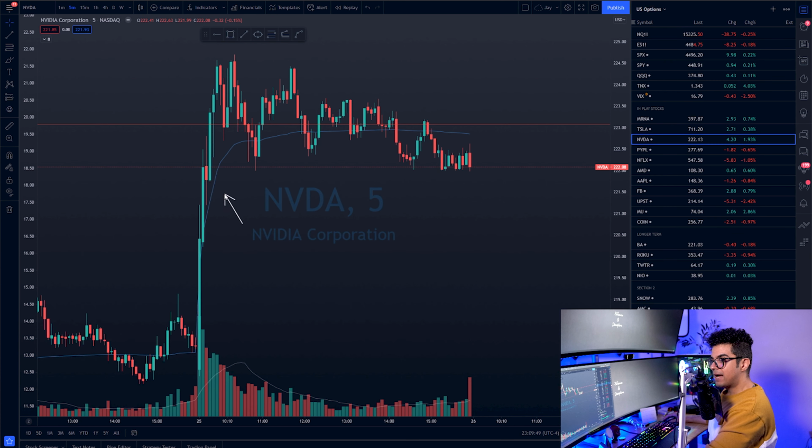On my chart, VWAP is blue in color. You can change it to white, green, red, whatever it is, but in basic terms it means that if the stock is above VWAP, buyers are in control. If the stock is under VWAP, sellers are in control.